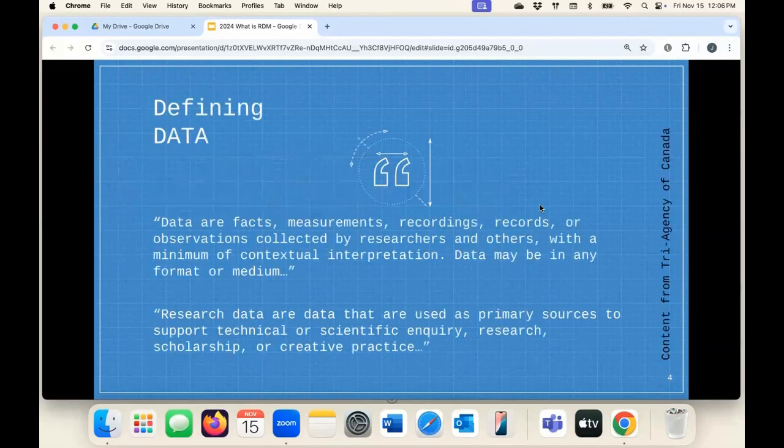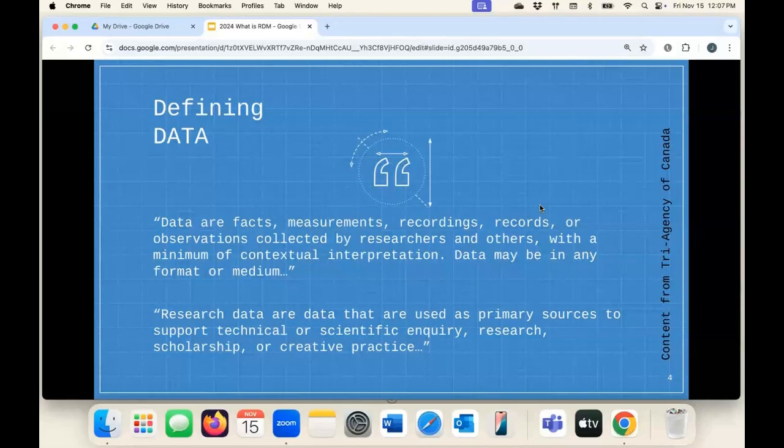Okay, so let's start from the beginning. Let's talk about what is data, or what are data. It's a word that can be singular and plural. So data are facts, measurements, recordings, records, or observations collected by researchers and others with a minimum of contextual interpretation. So data generally is considered before you do anything with it, before you make a chart, before you confirm a hypothesis. It's just the materials that you're using to ask a question.